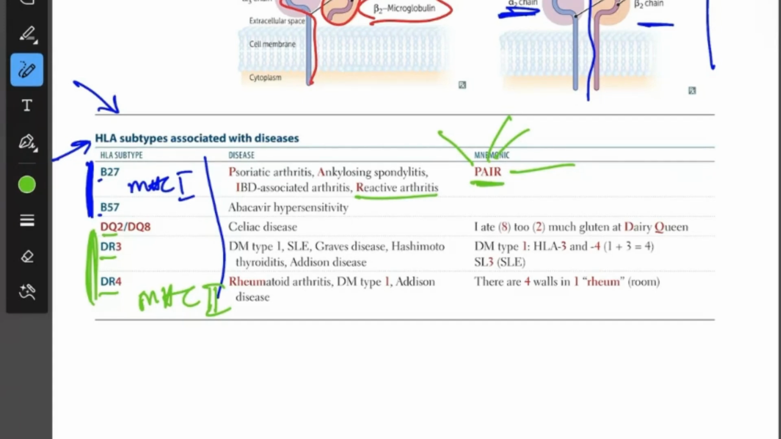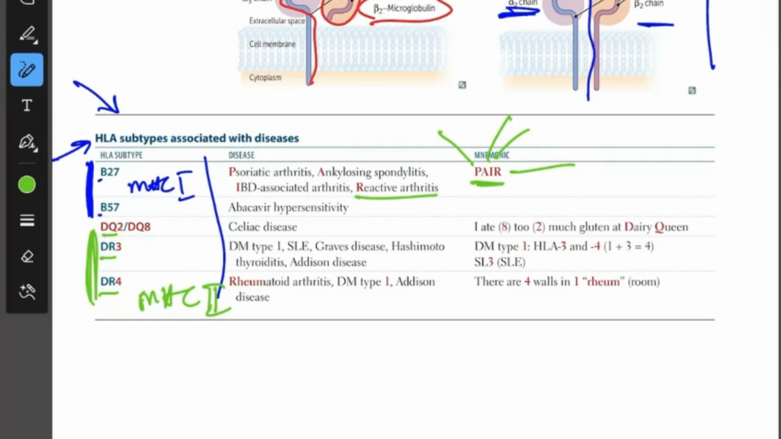Can't see: conjunctivitis, uveitis. So we're talking of reactive conjunctivitis, uveitis. Can't pee: urethritis, right? Dysuria with pyuria. Then can't climb a tree. That's arthritis, right? So the lower limbs especially. So that's reactive arthritis.